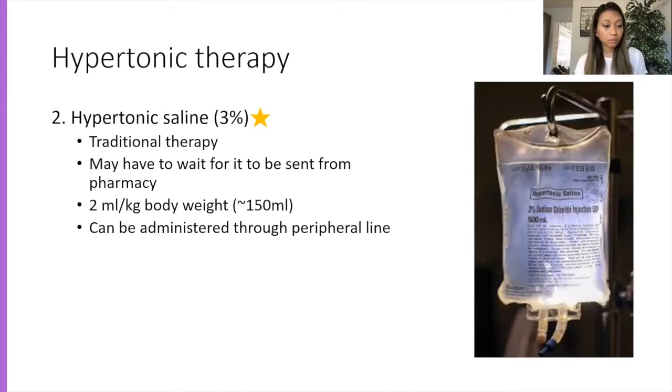So it's 2 mLs per kilogram body weight. This equates to, in the classic 70 kilogram patient, about 150 mLs of normal saline. And you can administer it through a peripheral line. Some sources say you can't. But if you want to go to the EM Crit site that I cited, they will give you multiple resources saying that it is safe.